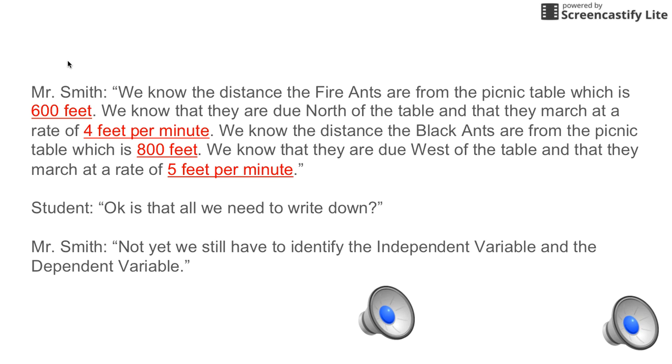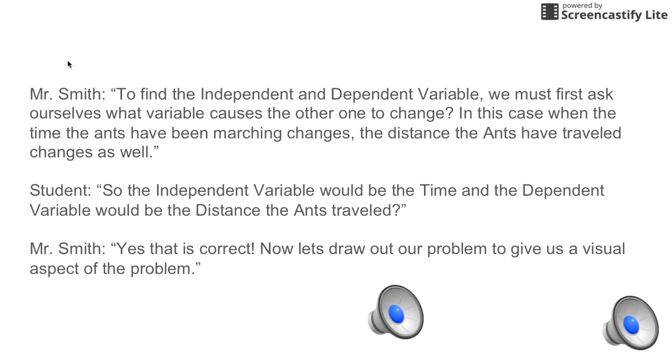Not yet. We still have to identify the independent variable and the dependent variable. To find the independent and dependent variables, we must first ask ourselves what variable causes the other one to change. In this case, when the time the ants have been marching changes, the distance the ants have traveled changes as well. So the independent variable would be the time, and the dependent variable would be the distance the ants traveled. You're right. Now let's draw out our problem to give us a visual aspect of the problem.